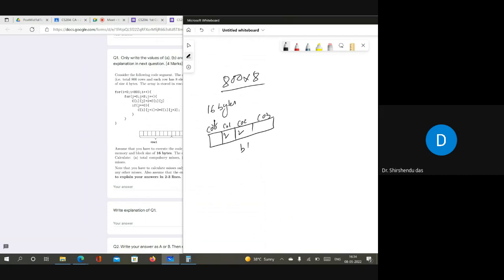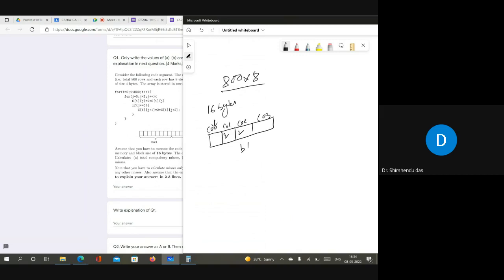So the last two lines, the if j equals 0 part, will not create any extra miss, because they will always be a hit in the cache. You can also assume that the if statement is not there, because it will not create any extra misses. So let us just concentrate on this line, Cij equals 2 into Cij.